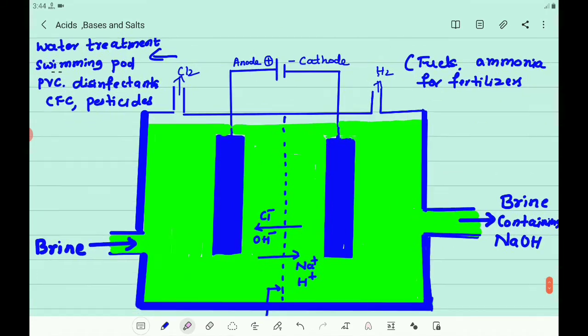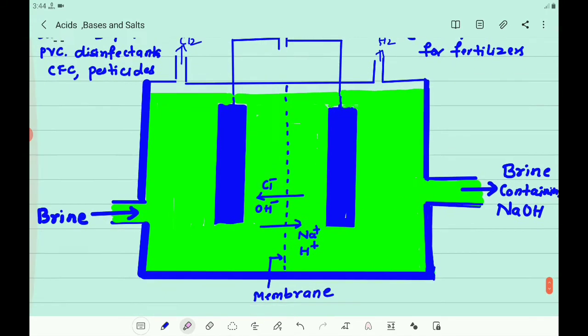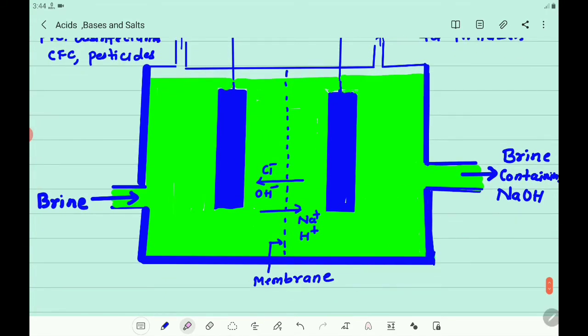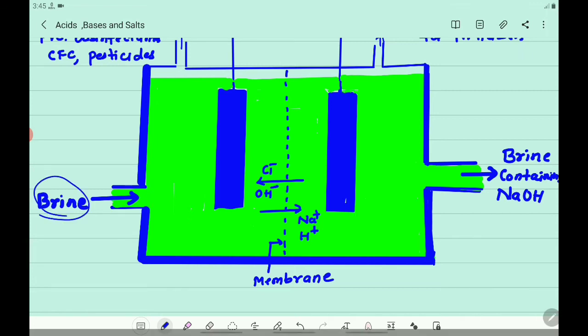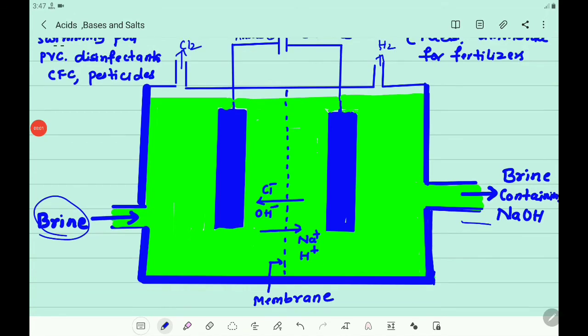In this process, electricity is passed through the brine solution. Then what is brine solution? It is a solution of sodium chloride in water. That is, the aqueous solution of sodium chloride is called brine solution. This is brine, nothing but an aqueous solution of sodium chloride. This process is nothing but electrolysis of an aqueous solution of sodium chloride.